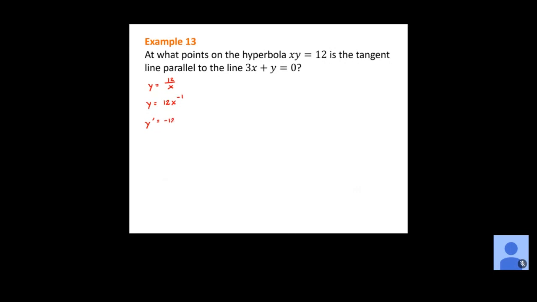Good, negative 12x to the negative 2 power. And if you want to rewrite that, remember we can bring that x to the negative 2 down to the denominator. So that's going to give us negative 12 over x squared as our derivative. All right, now that we have the derivative, what do we have to do next?